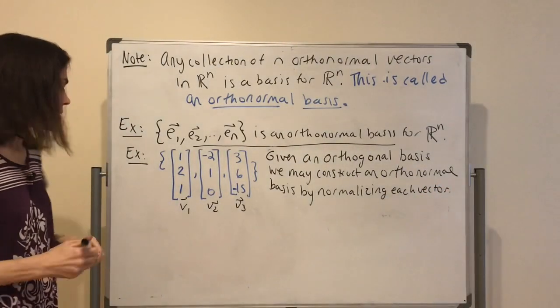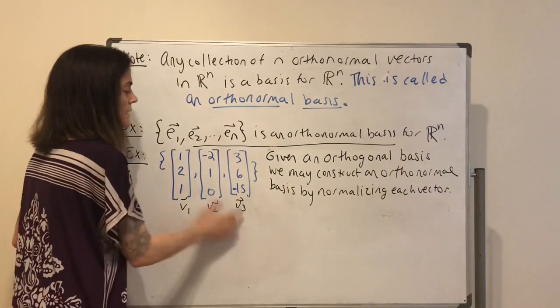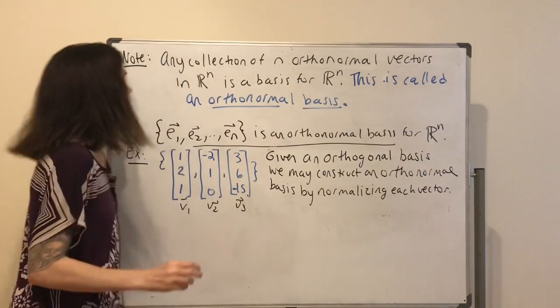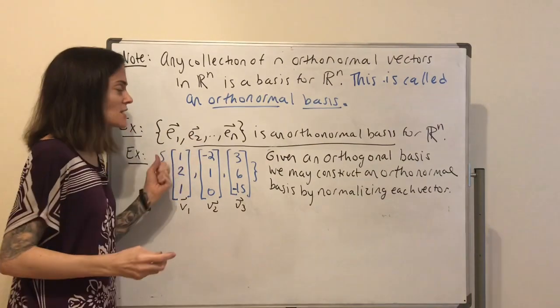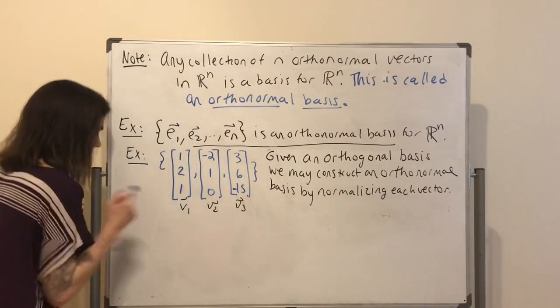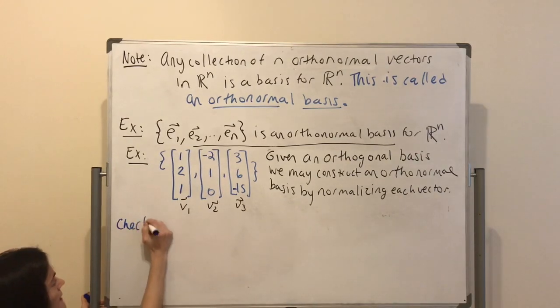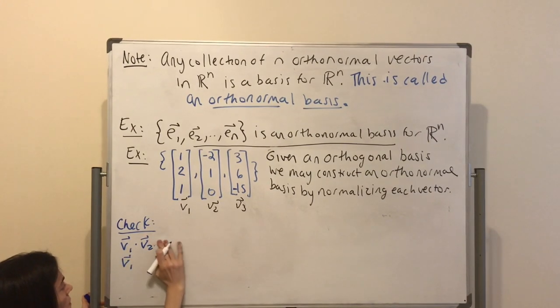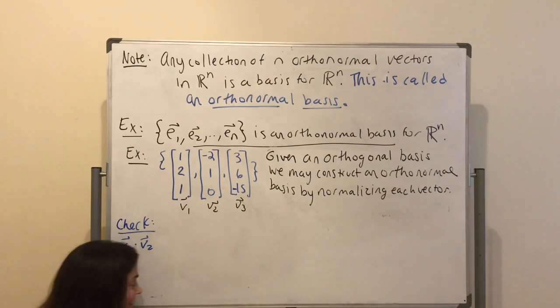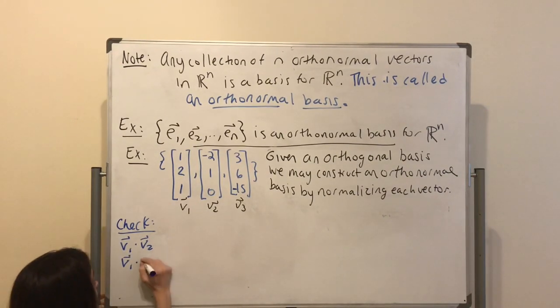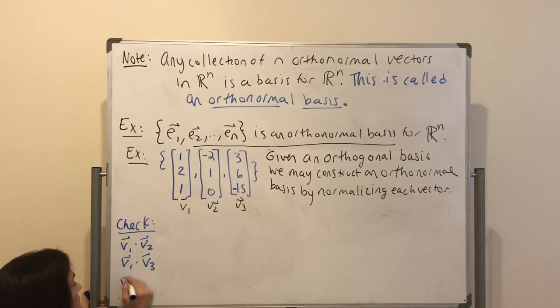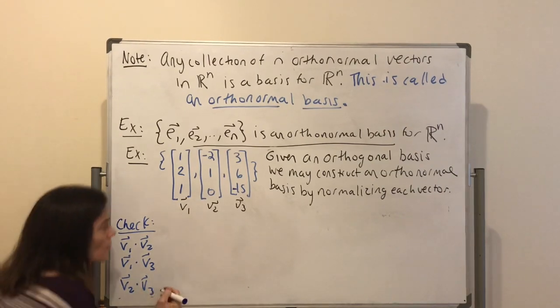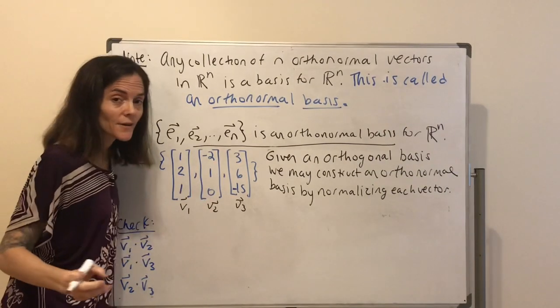Now, what does this mean? Well, here I have V1, V2, V3. They're in R3. I have the right number. None of them are 0. If I can show that if I dot product, well, let's check. What I need to check here is that V1 dot V2 is 0, V1 dot V3 should be 0, and then V2 dot V3 should be 0. And if I have all of these 0, then I know that these are orthogonal.